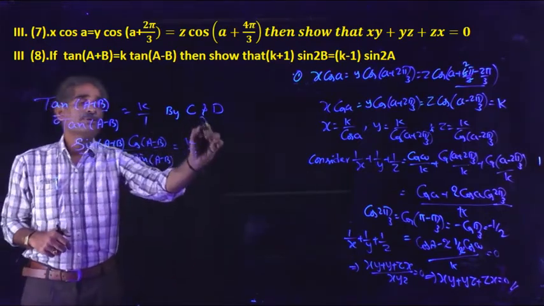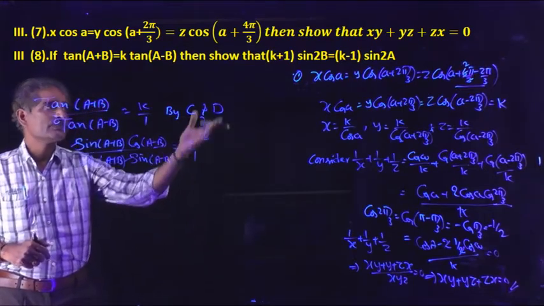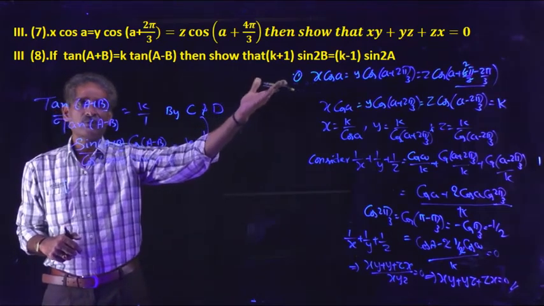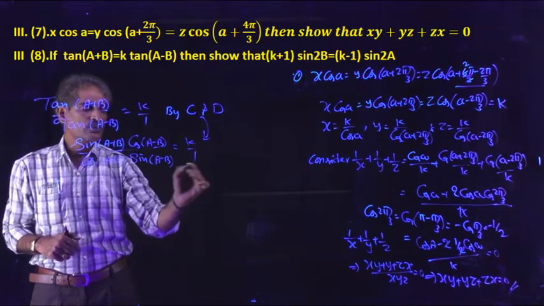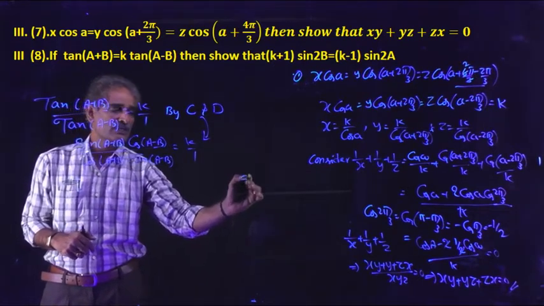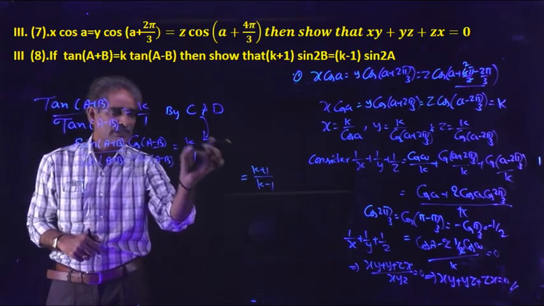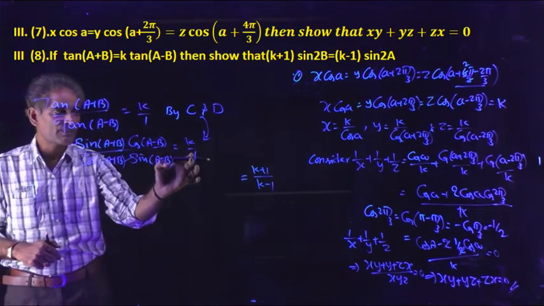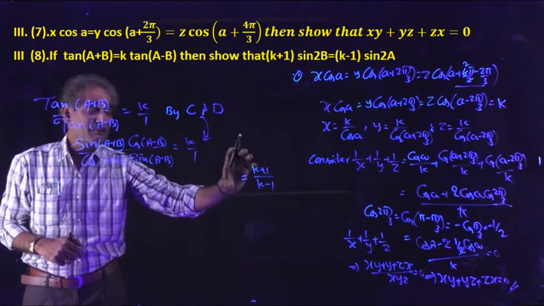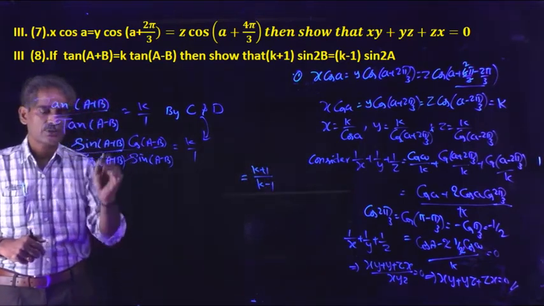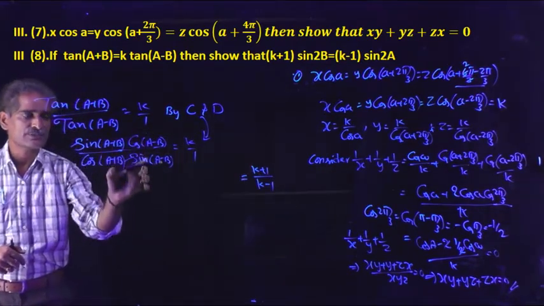Now apply componendo and dividendo. Observe that in this structure k plus 1 and k minus 1 are there. Here also you should apply like this. So by componendo and dividendo, we get (k+1)/(k-1), that means numerator plus denominator by numerator minus denominator. The same order should apply for the left hand side also.